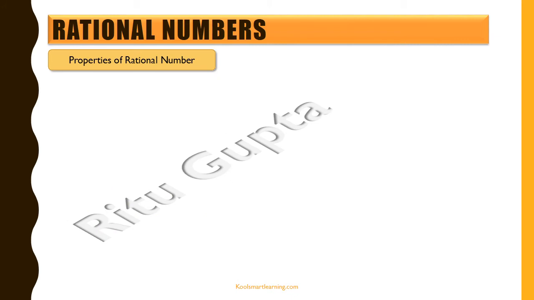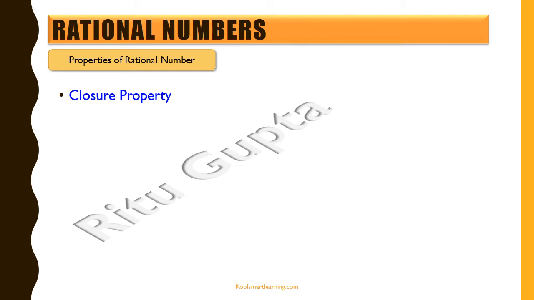Let's now try and understand some of the properties of rational numbers. First is the closure property. The properties are no different. You've studied all these properties in integers, in whole numbers, etc. So we'll study the same properties, but the behavior of that property may be slightly different in case of rational numbers. So let's try and understand what the closure property is.